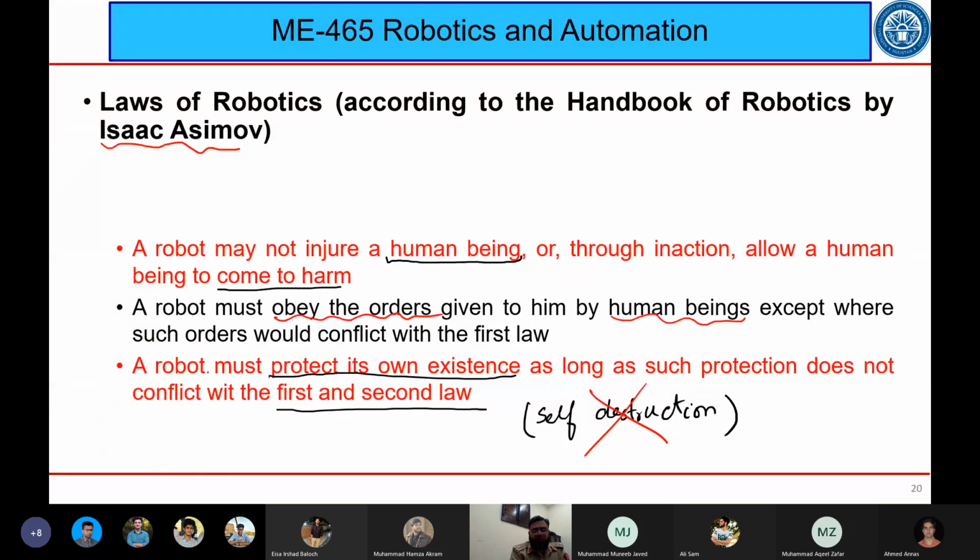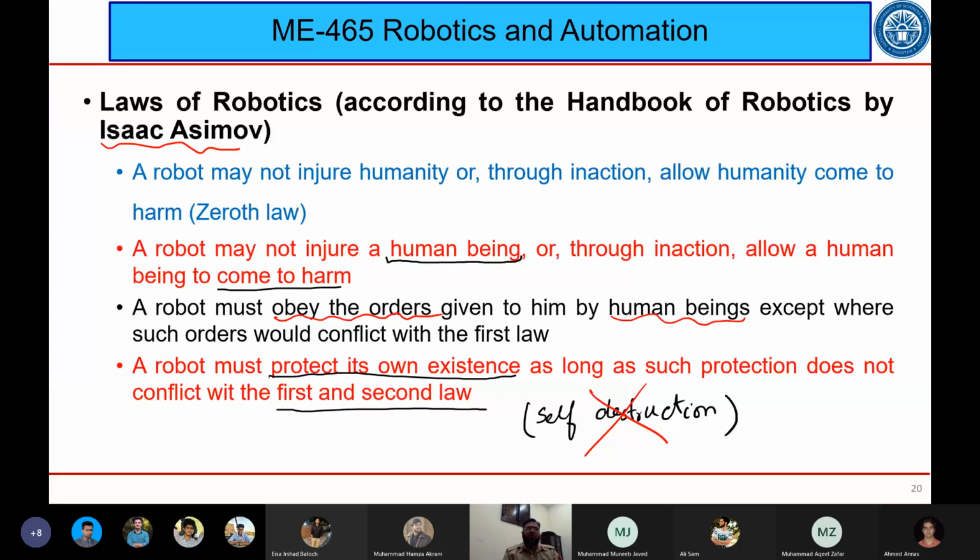सेल्फ डिस्ट्रक्शन नहीं करेगा, ये जो प्रोटेक्ट इट्स ओन सेल्फ के बारे में. सो दीज आर द 3 लॉज ऑफ रोबोटिक्स जो कि हैंडबुक में गिवन है, जो कि आइजैक एसिमोव ने दिए थे.